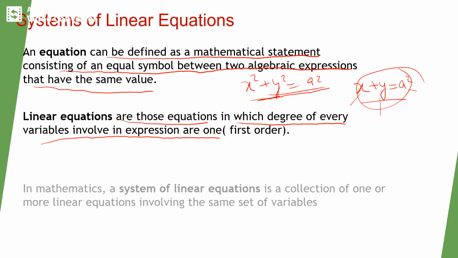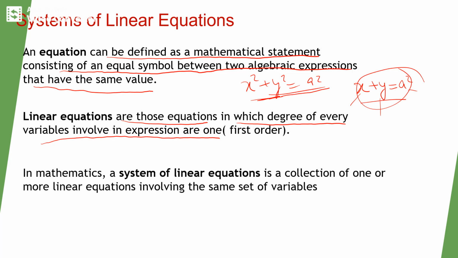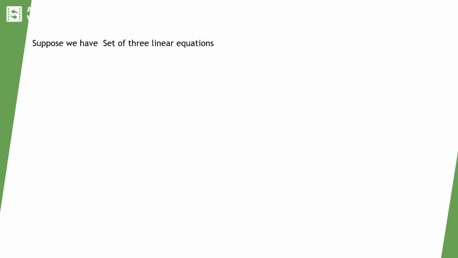Now what is a system of equations? In mathematical terms, a system of linear equations is a collection of one or more linear equations involving the same set of variables. That is a system of linear equations. Now let us talk about the system of linear equations.